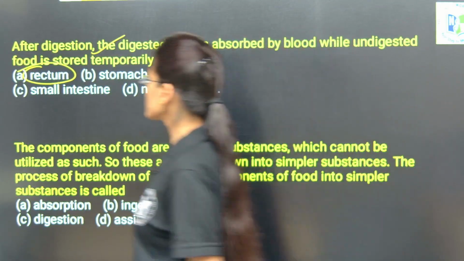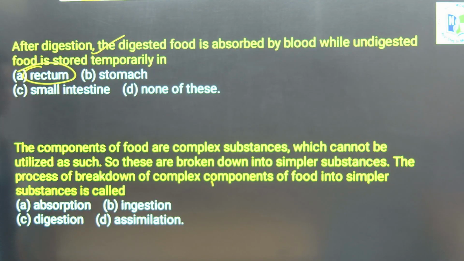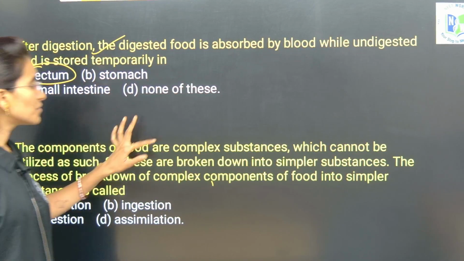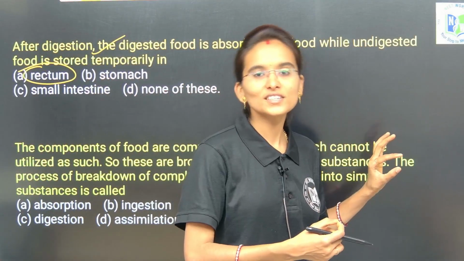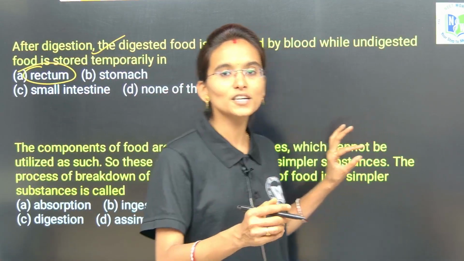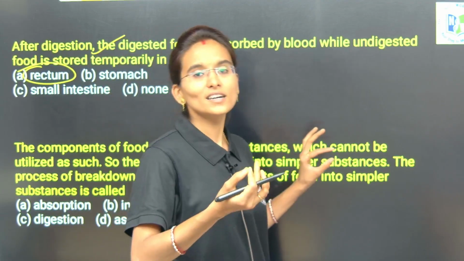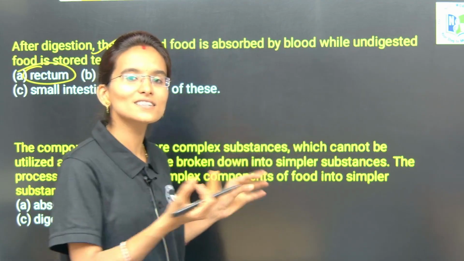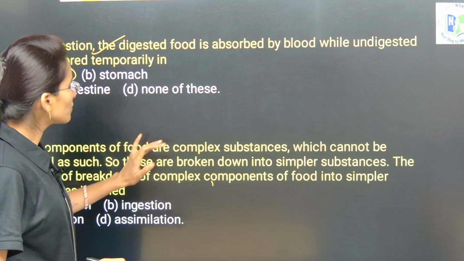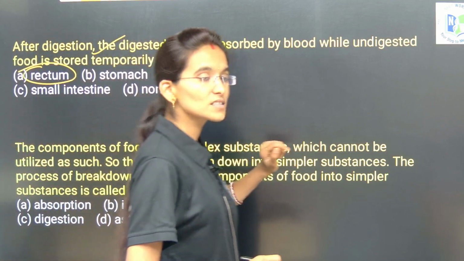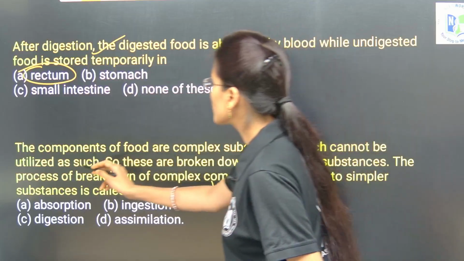Yes. Now look into this particular question. The components of the food are complex substances. This is a direct definition, my dear students, I have already explained it. If you have any doubts, please let me know in the comment section. The components of the food are complex substances which cannot be utilized as such.